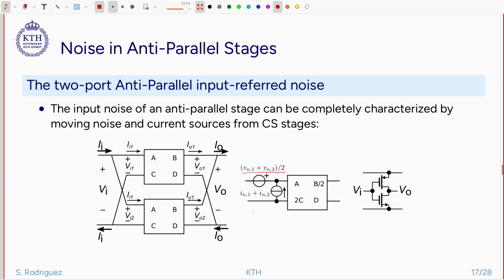Okay, so we have handled the differential pairs, the anti-series stage, and the anti-parallel stages, which are more or less the ones that are common in analog integrated circuit design. So those are the ones that we are going to use more.